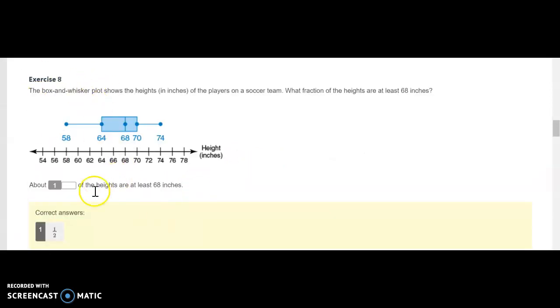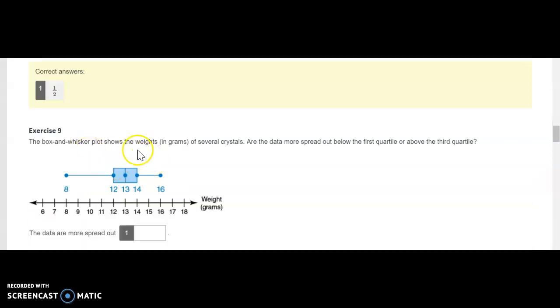Here's the answer to exercise 8. A box and whisker plot shows the weights in grams of several crystals. Are the data more spread out below the first quartile or above the third quartile? So again, here's our least number, here's our greatest number, here's our median number. This right here represents our first quartile. This represents our third quartile. This is our box, and this is our whiskers, these little extensions out here.